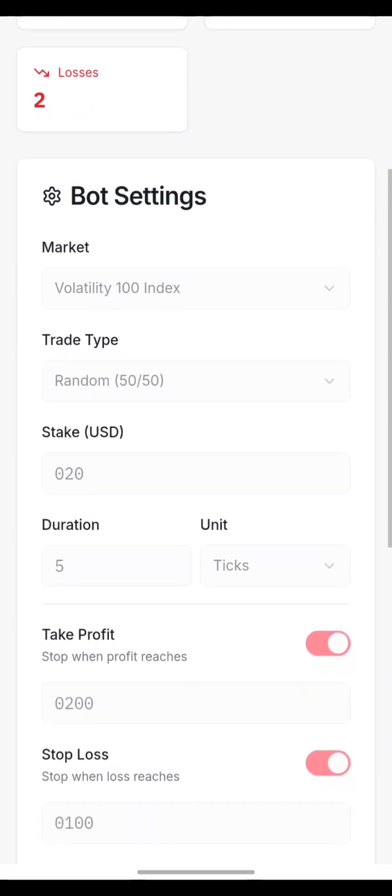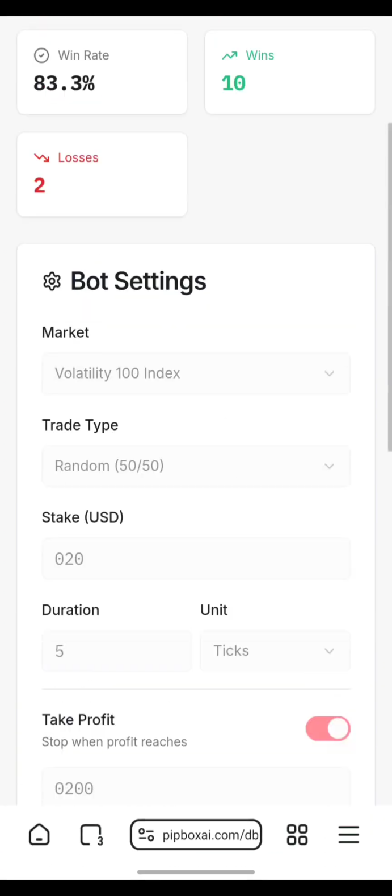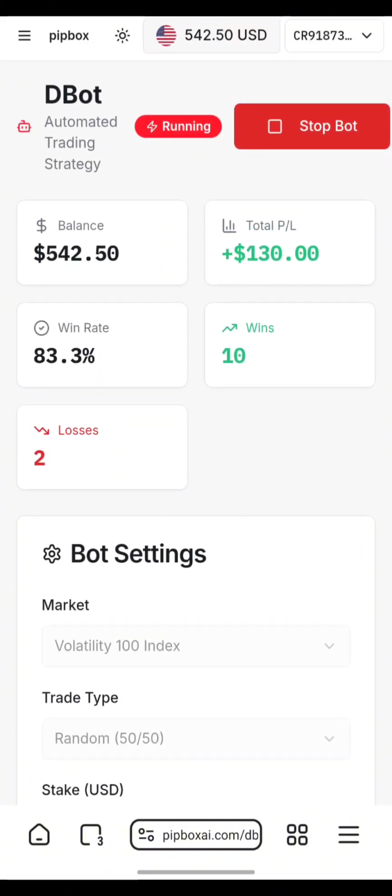I don't like that, man. But let's see if it's going to hit our TP, because the win rate is all that matters. Yes, it's not the market that I wanted to trade, but the win rate is what is important.